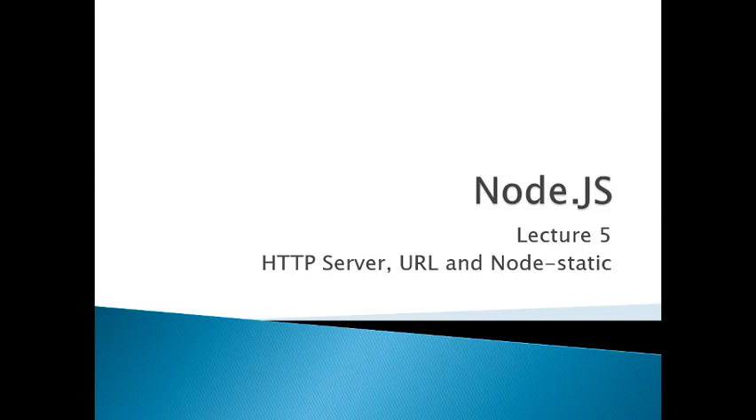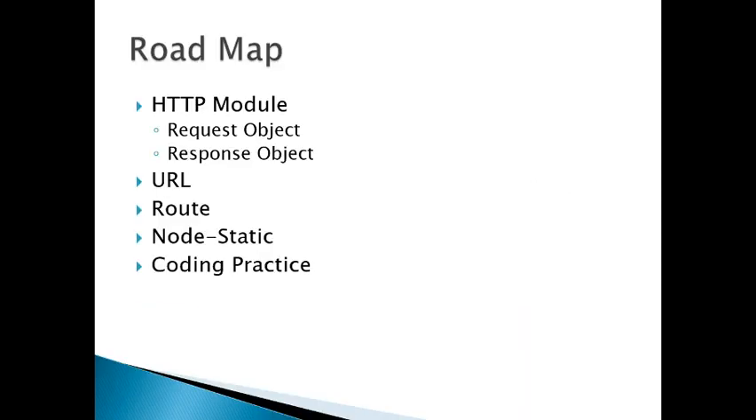Then we will see an exemplary external module, that is node static. We are taking an example of node static, that is an external module, how to include that module into our project and how to use that module. So these are the three basic things. Our today's lecture will be divided into basically three parts.